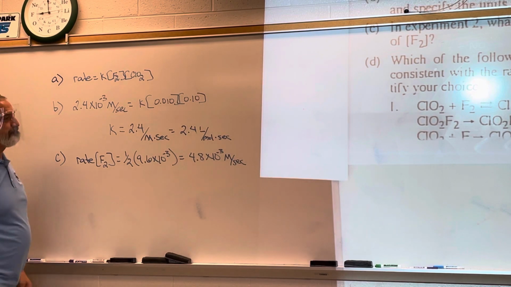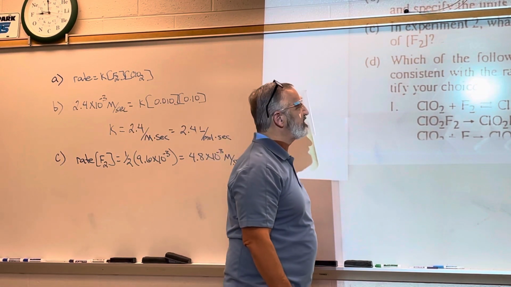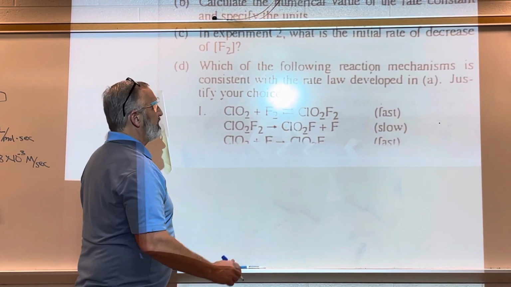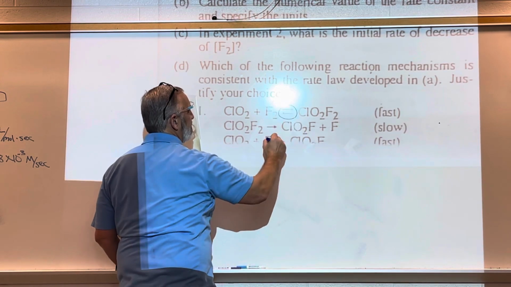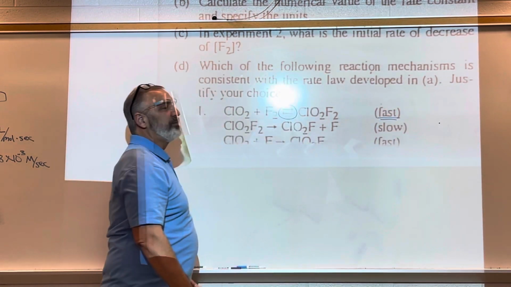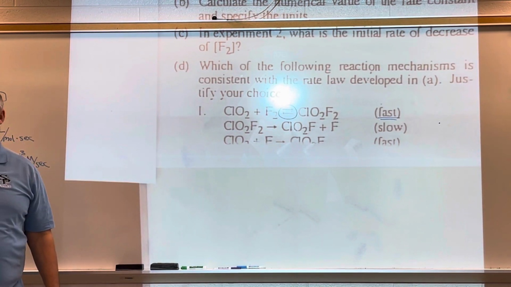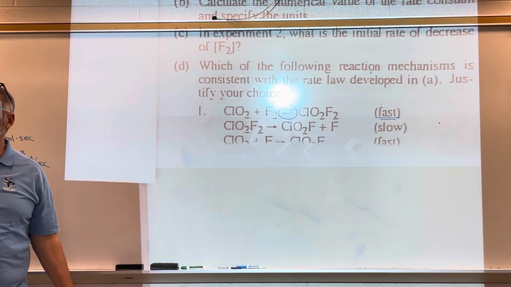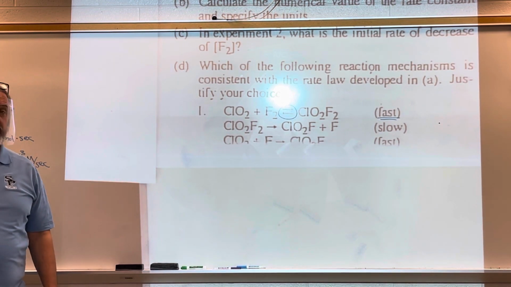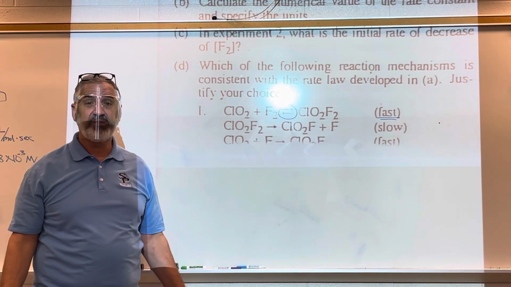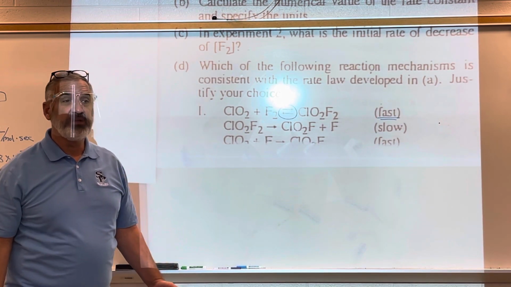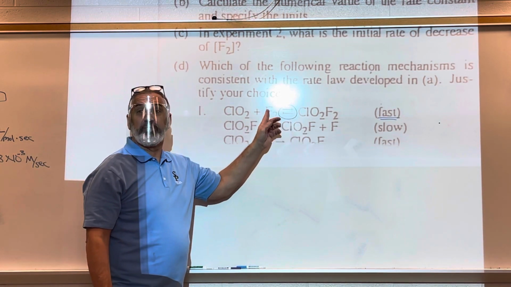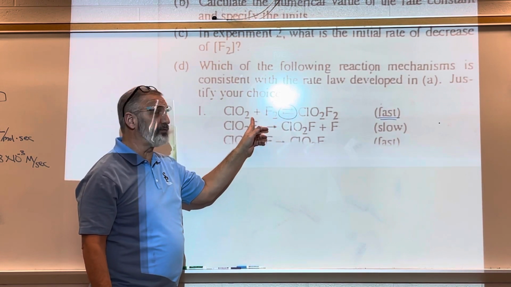So now D. Which of the following is consistent with the rate law developed in A, and justify your choice? This is what we're going to look at right here. What does the double arrow mean? Reversible, or equilibrium. What's the definition of equilibrium? The reaction is as fast in each direction, right? The rate of the forward reaction equals the rate of the reverse reaction.